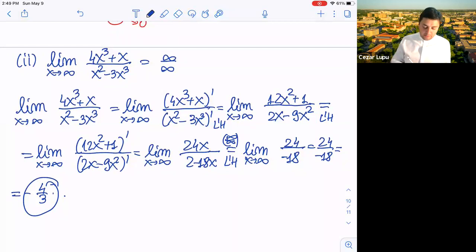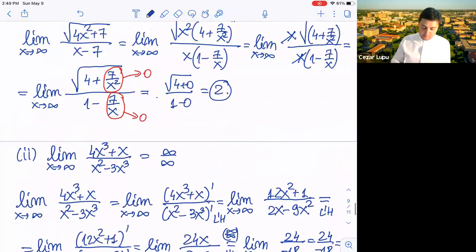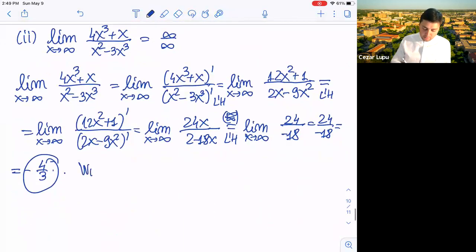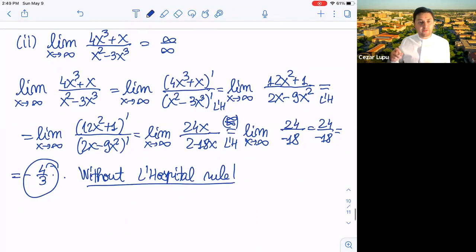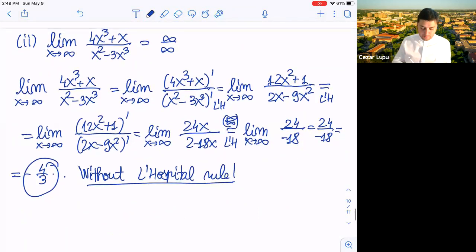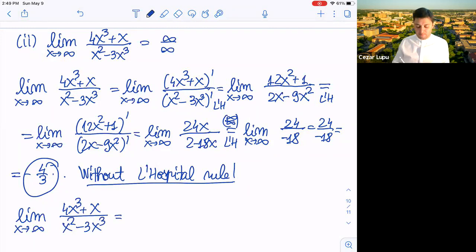Let's see without L'Hopital rule. So let's also solve this. So without L'Hopital rule, how would we do this? Again, we're gonna factor, we're gonna force a factor. So we have the limit as x approaches infinity of 4x cubed plus x, everything over x squared minus 3x cubed. In fact, we can factor some things out.